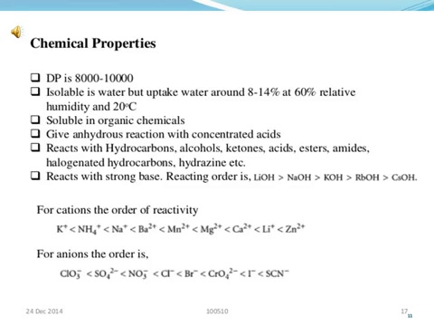Reacts with strong bases. The reacting order is lithium hydroxide is greater than sodium hydroxide, is greater than potassium hydroxide, is greater than rubidium hydroxide, is greater than cesium hydroxide. For cations, the order of reactivity is potassium ion is the lowest and zinc ion is the highest, whereas for anions the order is chlorate ion is the lowest and thiocyanate ion is the highest regarding order of reactivity.